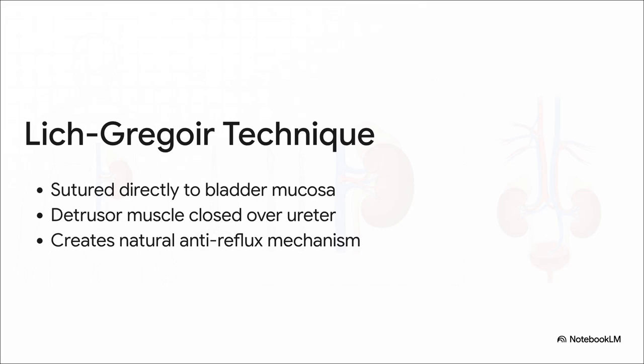So how do they build that bridge? The standard approach is the modified Lich-Gregoir technique. First, the ureter is sutured right to the bladder mucosa in an end-to-side anastomosis. But the real structural genius is the next step. The detrusor muscle, which is the thick muscle of the bladder wall, is actually closed over the newly attached ureter. By tunneling the ureter under the muscle like this, surgeons are essentially building a biological one-way valve on the fly. As the bladder fills and that muscle stretches, it compresses the tunnel, creating this natural anti-reflux mechanism. This completely stops urine from backing up and damaging the brand new kidney.